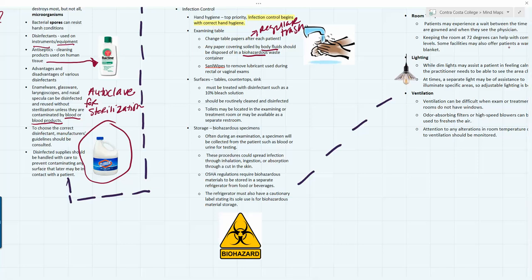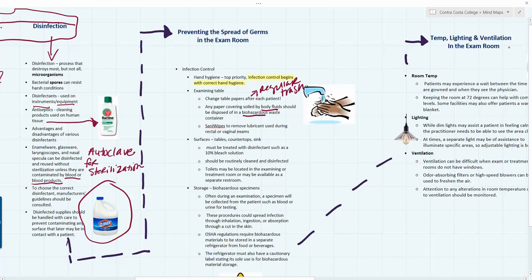Any fridge that is housing any biohazardous materials also has to have a cautionary label stating that its sole use is to store biohazardous material and so that no food can go in there. And I think that's it for preventing the spread of germs in the exam room.